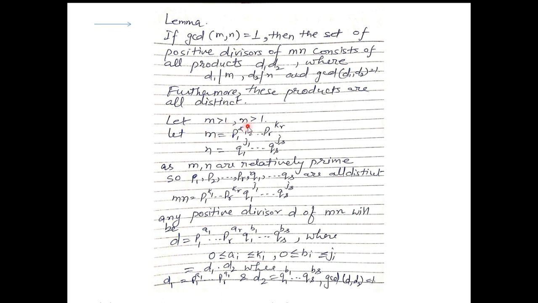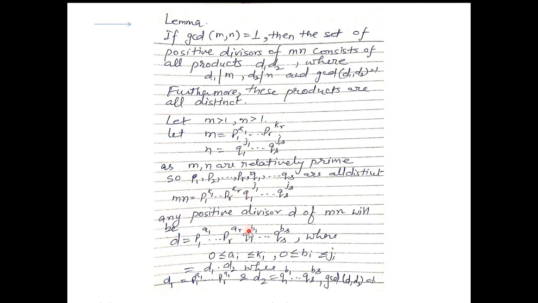Let us take m and n both greater than 1, and therefore we can write them as product of primes. Since m and n are relatively prime, these pi's and qj's are all distinct. So what is m into n? M into n is equal to this.